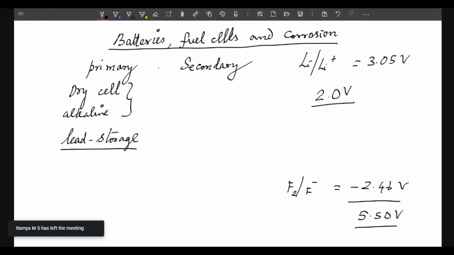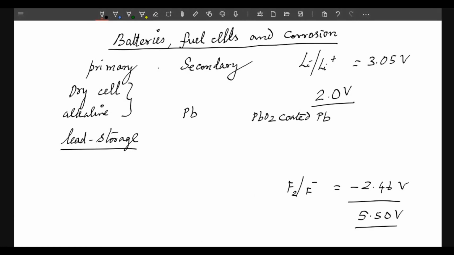In the lead storage battery, the anode is lead, and the cathode is lead dioxide coated lead. In between, the common electrolyte present is sulfuric acid. What is the anode reaction that is taking place?